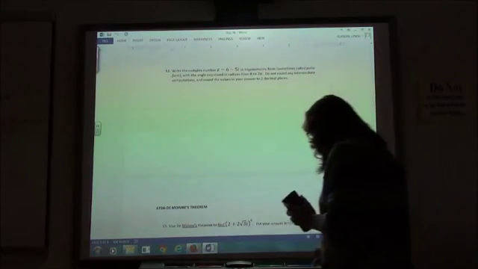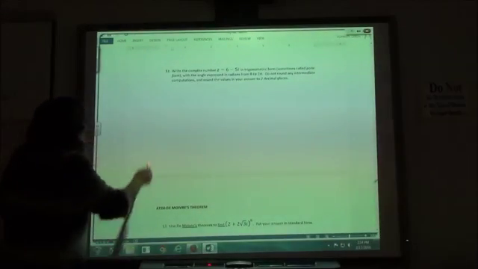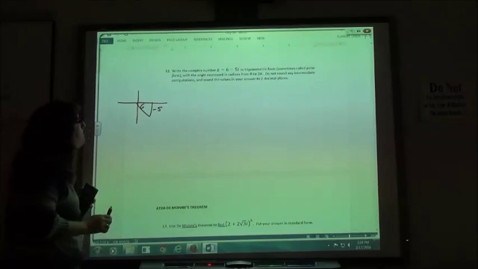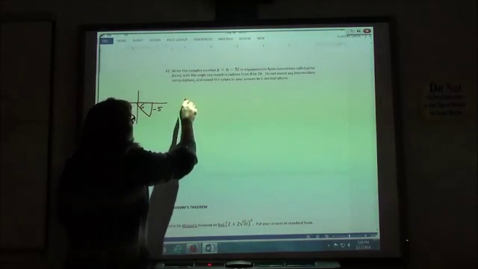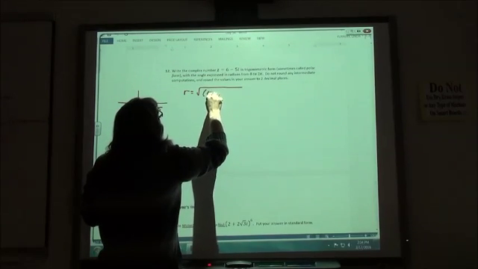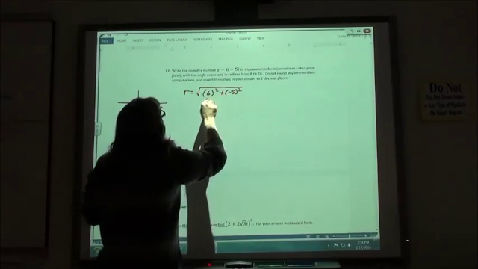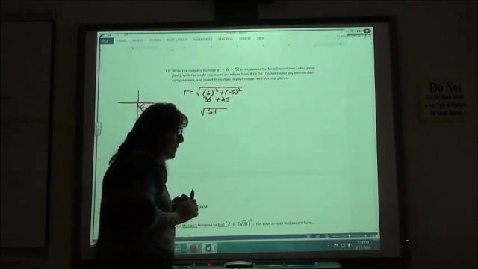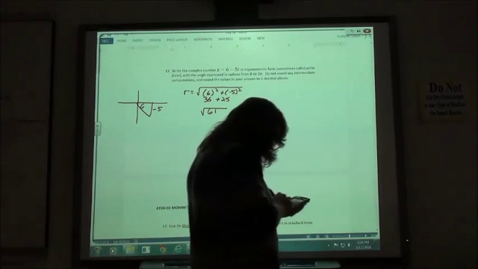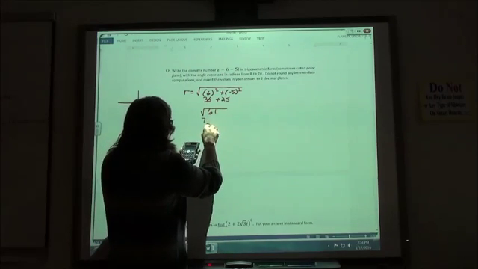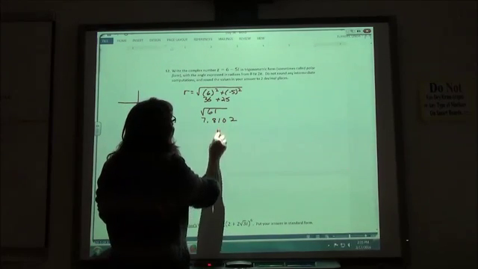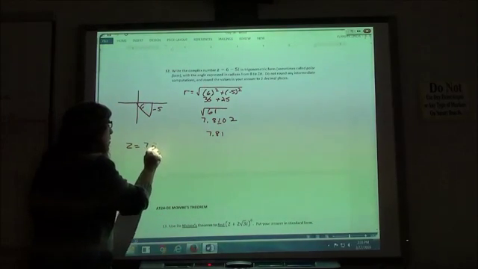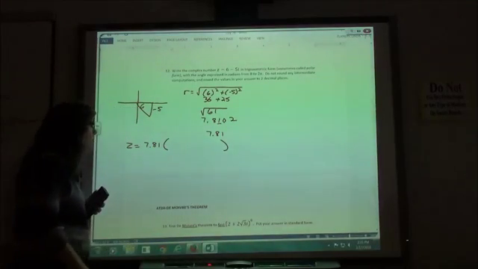Number 12, same kind of thing. Thinking about this in terms of my right angle, I'm at 6, -5, so I'm going to be down here. So, finding my r. r is going to be the square root of 6 squared plus -5 squared. 36 plus 25 gives me the square root of 61. So I'm going to calculate the square root of 61 with my calculator. I get 7.8102, rounding to 2 decimal places, 7.81. So r is going to equal 7.81 times, and then I'm going to do the rest of my problem here.